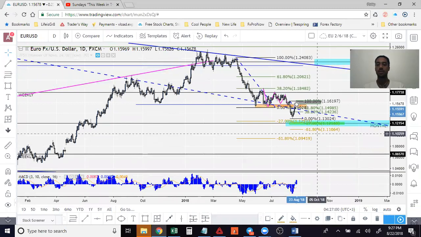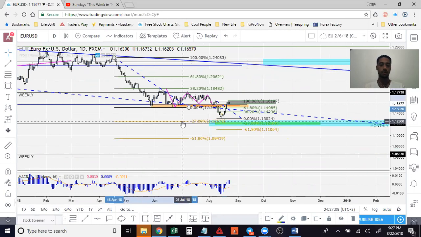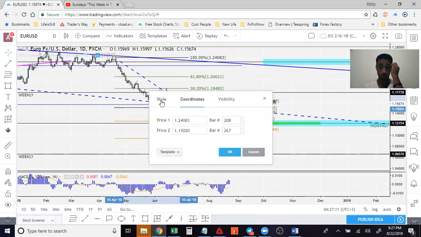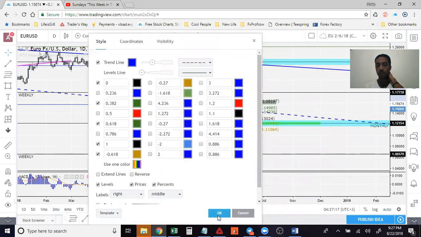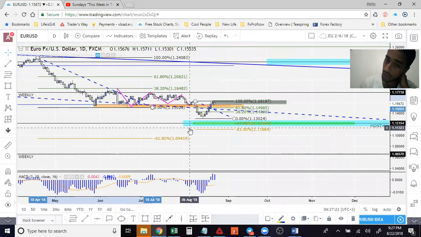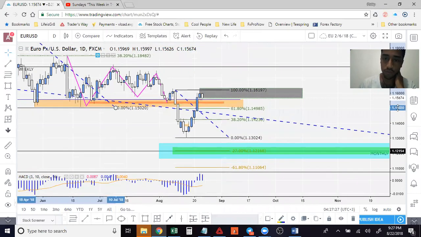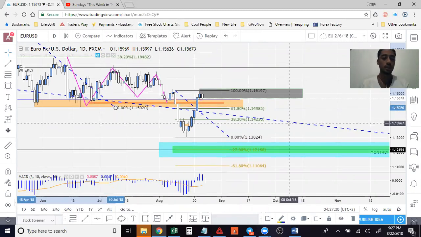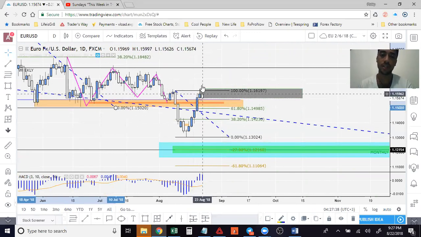There are these things called extensions when it comes to the Fibonacci retracement tool. There are extensions on them, right? And these extensions are literally telling you where price will probably go. So point A, point B, point C, right, 100%.